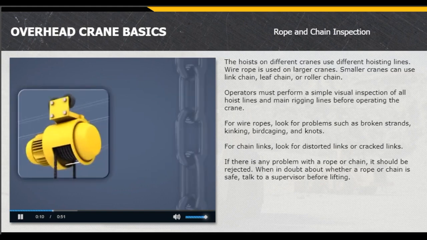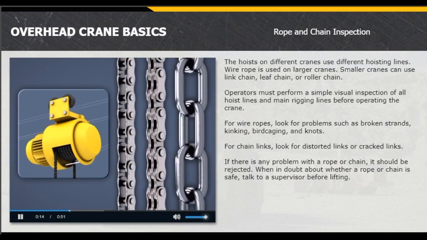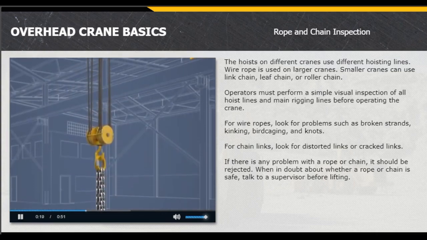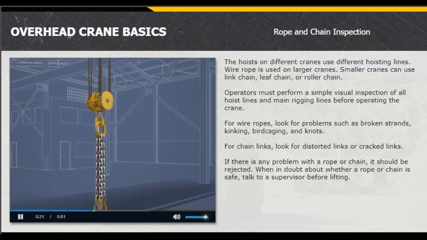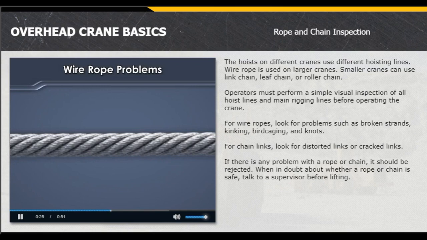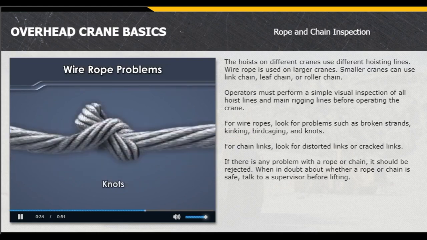Smaller cranes can use link chain, leaf chain, or roller chain. Operators must perform a simple visual inspection of all hoist lines and main rigging lines before operating the crane. For wire ropes, look for problems such as broken strands, kinking, bird caging, and knots.